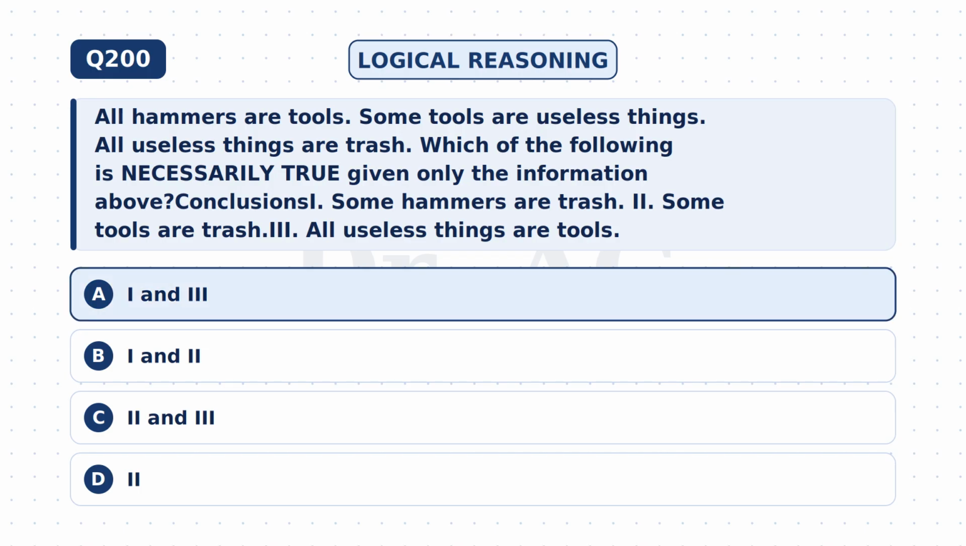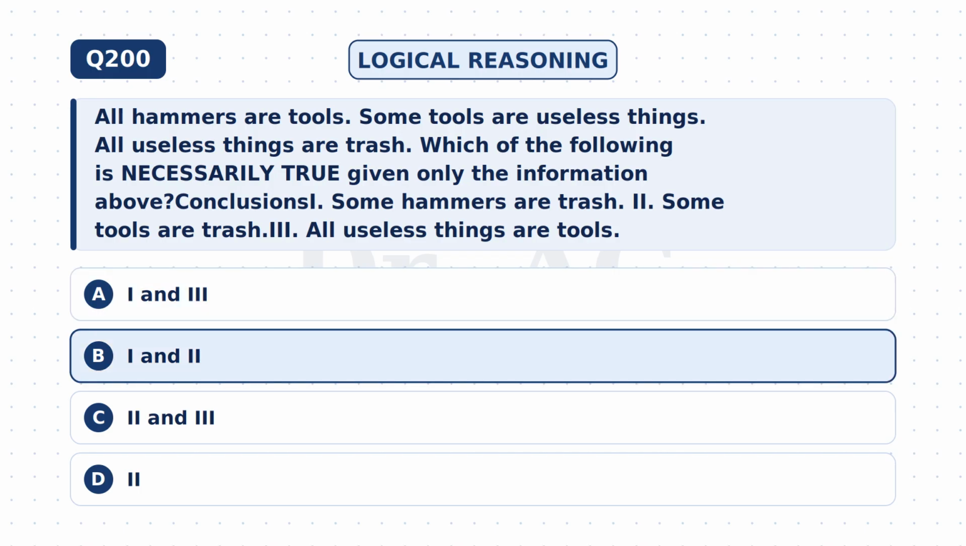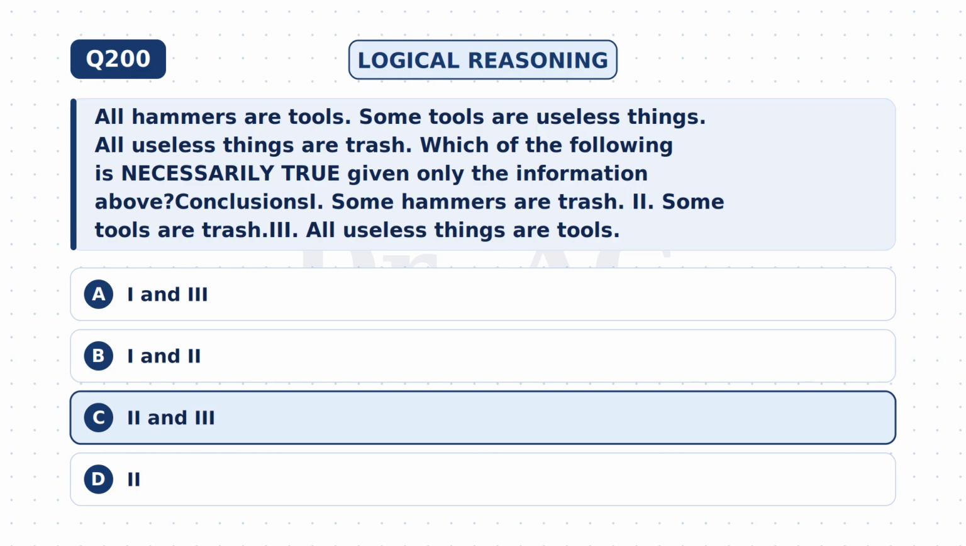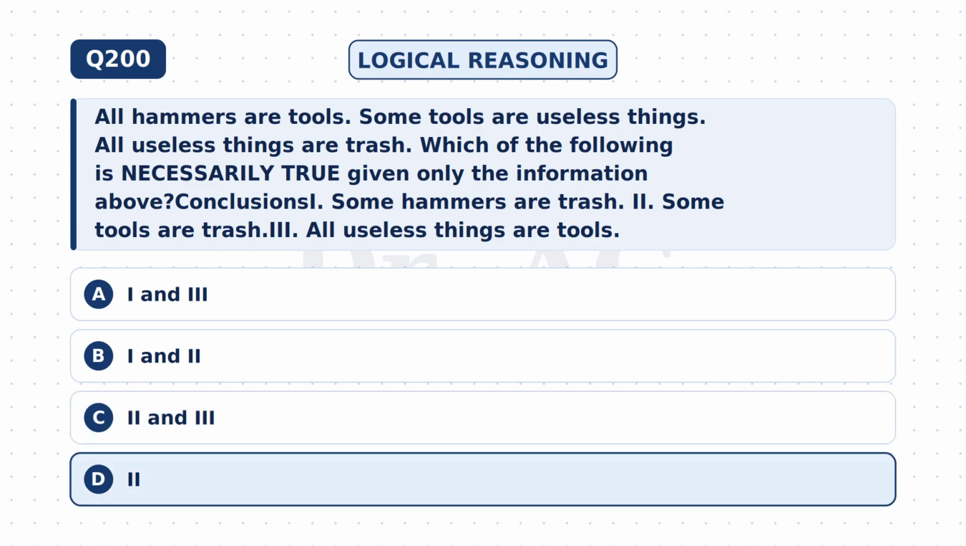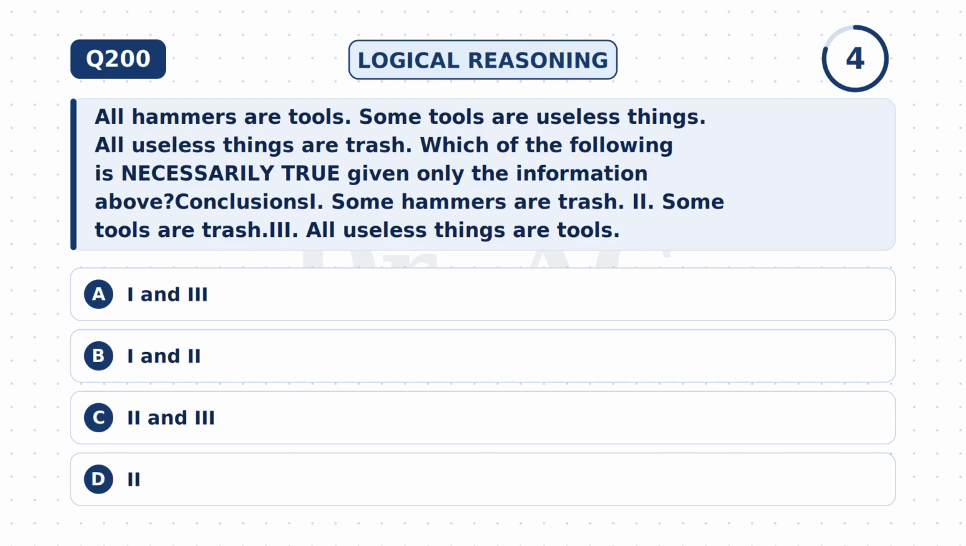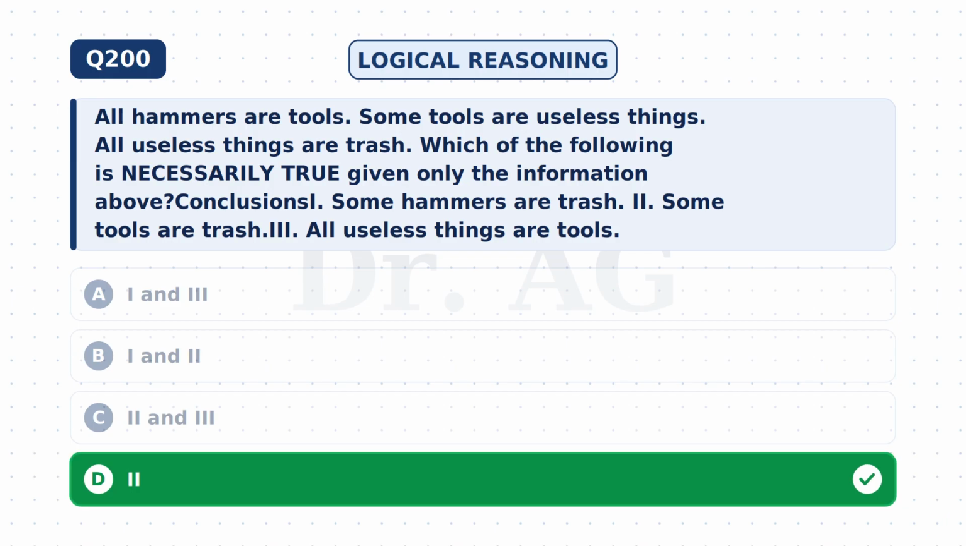Option A, 1 and 3. Option B, 1 and 2. Option C, 2 and 3. Option D, 2. The correct answer is D, 2.